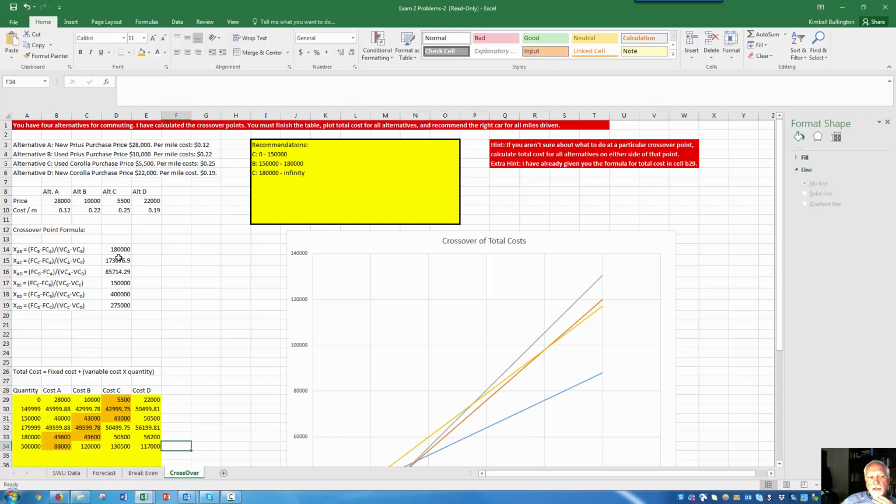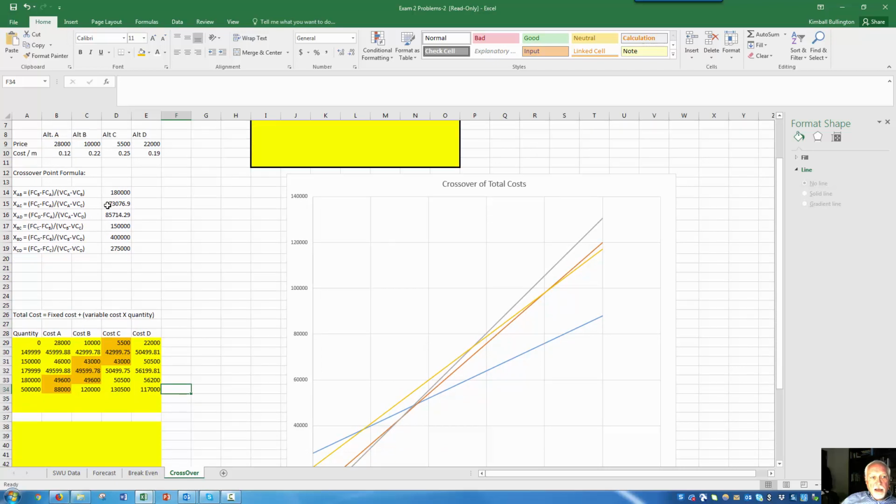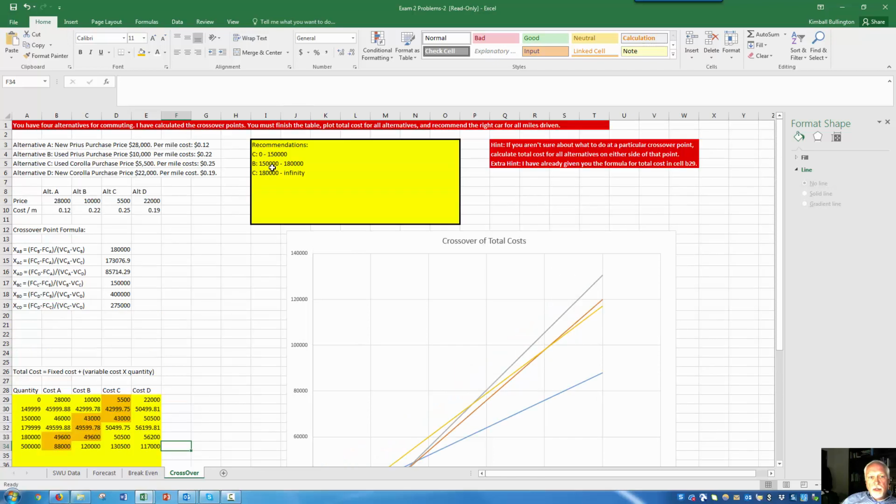Now, if you ended up with a decimal point like this, then it would be a different number on either side. So C is actually less than A at 173,076, but at 173,077, A would be less. So if you have a decimal point, then you'll actually have a different number on either side of the crossover point. But if the crossover point is an even number, then you'll use that same number for both alternatives at that point, like here and here. All right, that should be good.